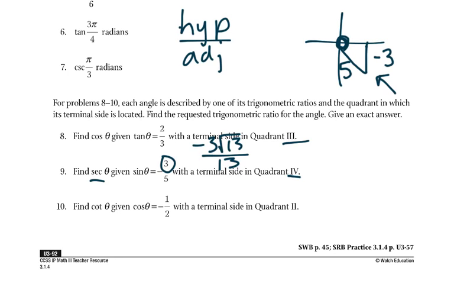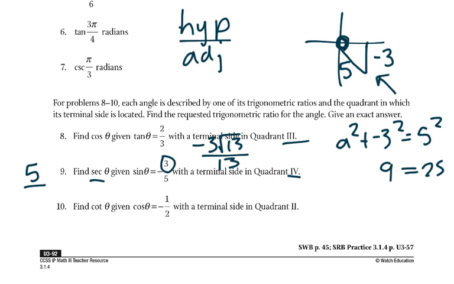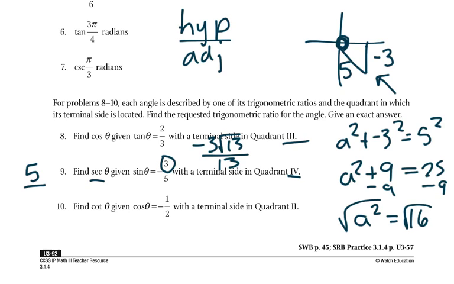Well, we already know the hypotenuse. The hypotenuse is going to be 5. So what's the adjacent side going to be? Well, to figure that out, we go the adjacent side squared plus -3 squared equals 5 squared, the hypotenuse. So we get 25 there, we get 9 here. Subtract 9 from both sides. We get a squared equals 16. Take the square root, and a equals 4. So the adjacent side is 4, which means the bottom is 4, so my answer is 5/4. That's the secant.